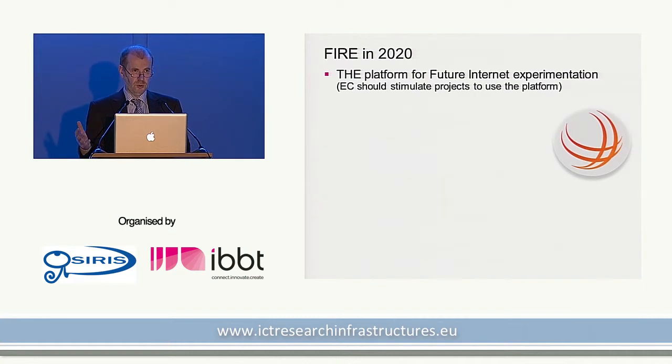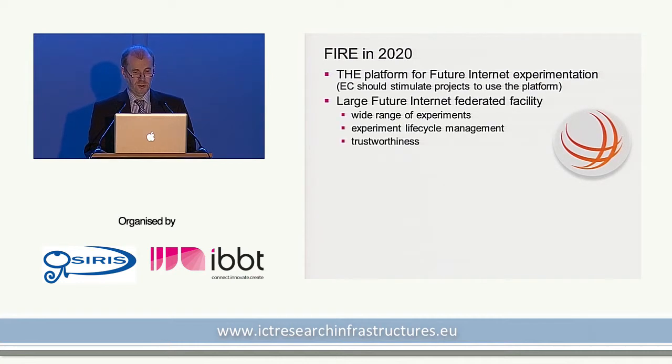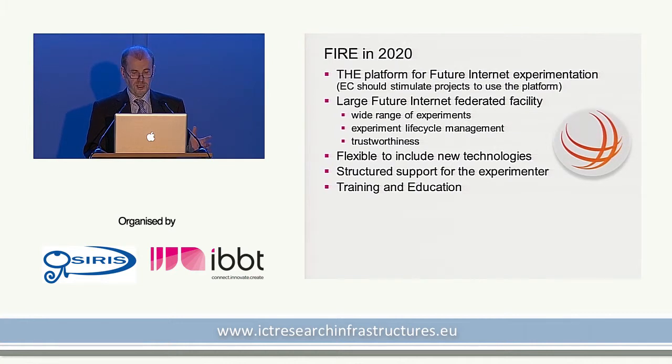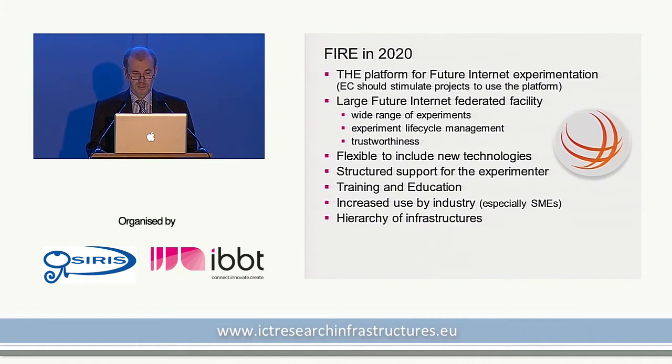So in future, maybe it would be a good choice that if you want to do an experiment in a project, and the infrastructure is not available, you may have to develop your own, but if it is available, one has to stimulate its use. This pan-European infrastructure should be a federated facility, as I mentioned, supporting a wide range of experiments, the full experimental life cycle, and trustworthiness. It should be flexible to include new technologies, with structured support for the experimenter. Training and education is very important. We heard that Janet also mentioned it in the speech before. It's very important to train and educate people how to do useful experiments. We need an increased use by industry, especially SMEs.